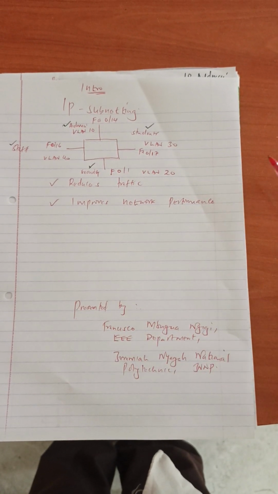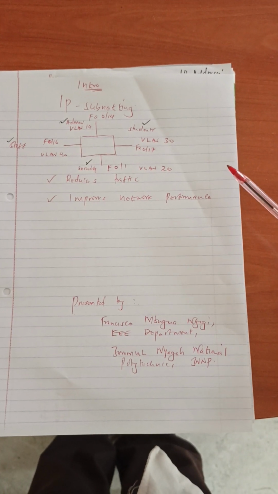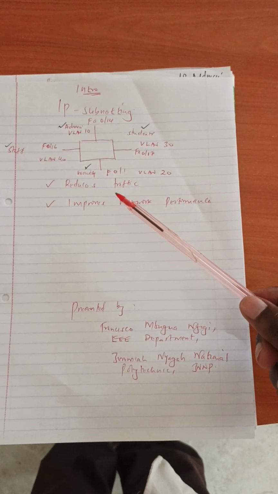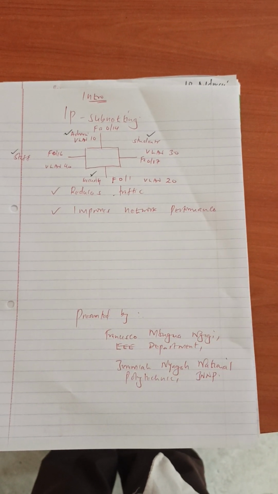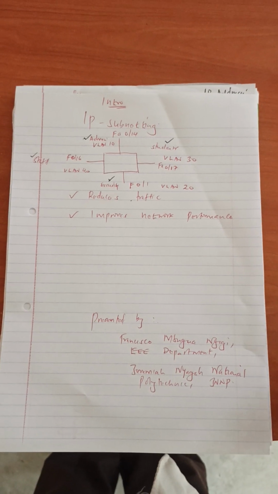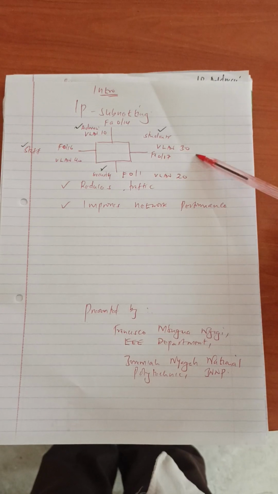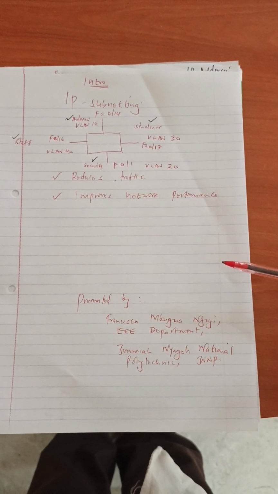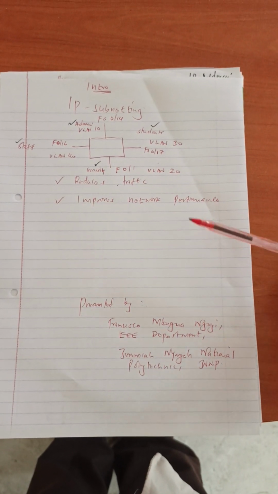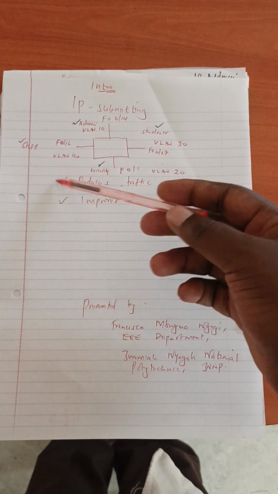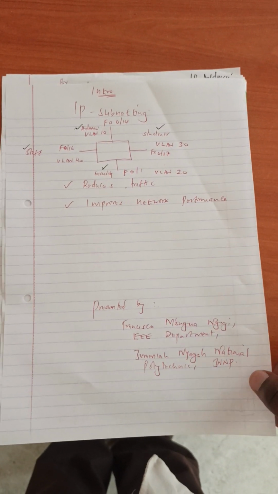This kind of implementation of IP addressing helps us to reduce traffic, and also helps us to improve network performance. So you can have, for example, VLAN 30 dedicated to students, VLAN 20 dedicated to security, VLAN 40 dedicated to staff, and VLAN 10 dedicated to admin.